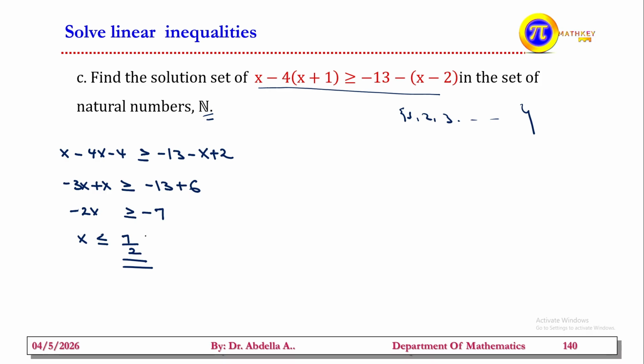What does this apply? 7 over 2 means it is 3.5. Then what are the values for x? We ask for a solution set for this one. The solution set becomes the elements of the natural numbers which are less than or equal to 3.5. What are they? 1 is less than or equal to 3.5. 2 is less than, and 3 is also less than 3.5. So the solution set for this problem is 1, 2, 3. This is the solution set that we have.